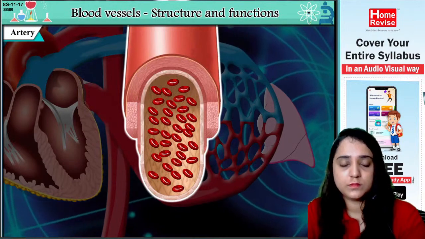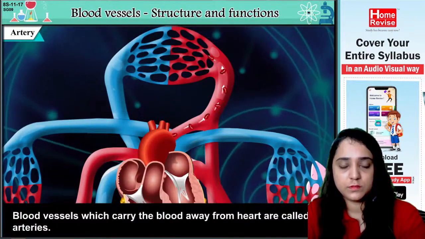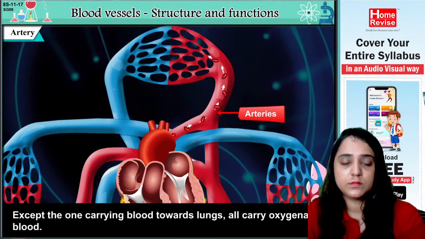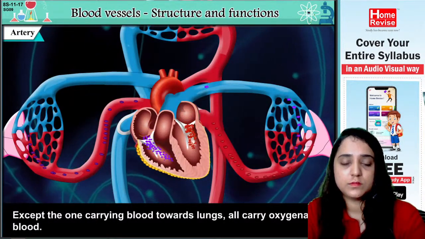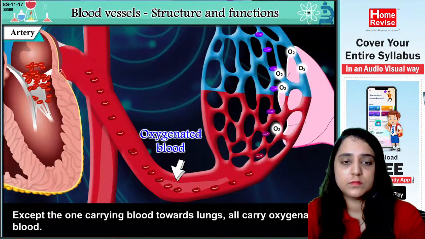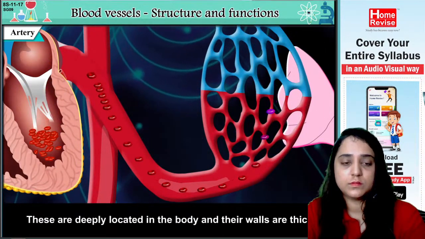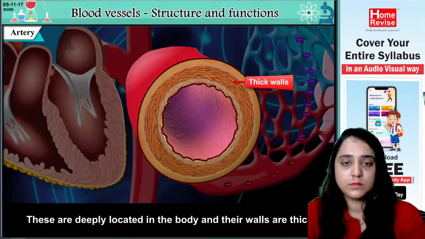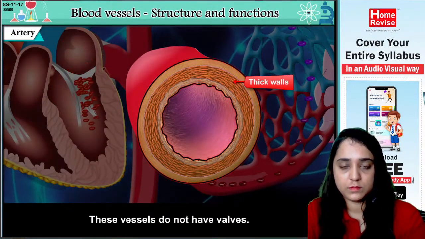Arteries. Blood vessels which carry the blood away from the heart are called arteries. Except the one carrying blood towards the lungs, all carry oxygenated blood. These are deeply located in the body and their walls are thick. These vessels do not have valves.